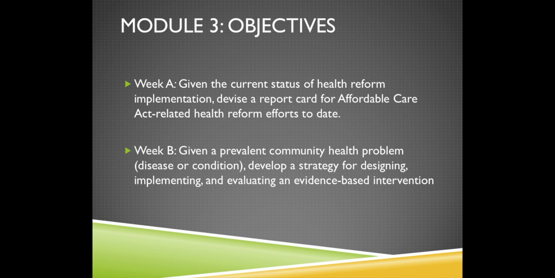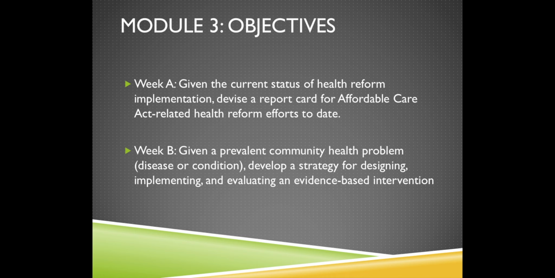Turning to Module 3 objectives, our first objective is that given the current status of health reform implementation, devise a report card for Affordable Care Act-related health reform efforts to date. This becomes extremely essential moving forward, especially given that our next module begins with advocacy. It is critical to understand what works well, so as a public health community, we can create effective advocacy efforts around these measures. We also need to understand what hasn't worked well for the same purpose.